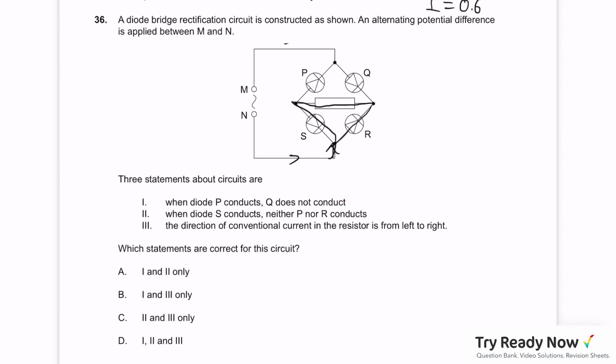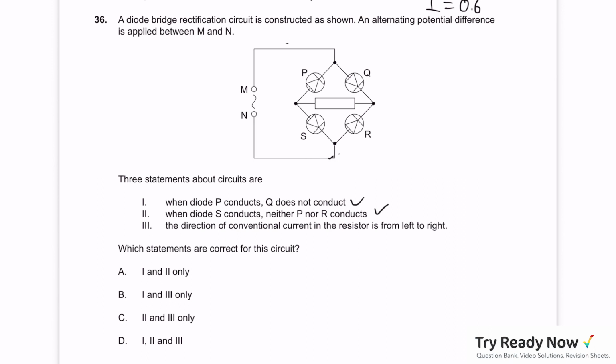So let's go through each point. When diode P conducts, Q does not. So for diode P to conduct, that means that Q has already come in. And now we're going outwards like this, because the charge has already used up its energy into the resistor. So as it passes through P, Q does not conduct. Now when diode S conducts, neither P nor R conducts, and that is true too, because it comes in and now it's heading back to point N.